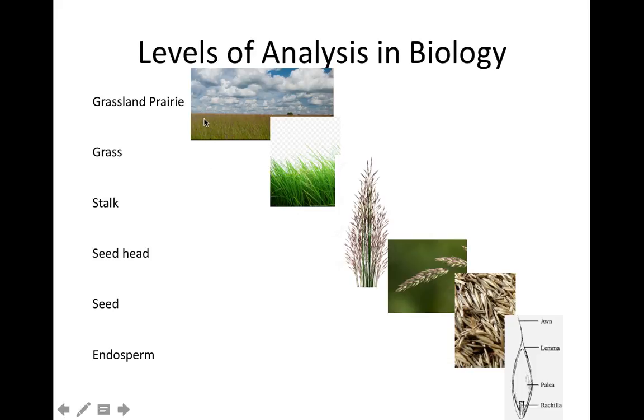But what you can see is that what we have are different levels of the same phenomena, or the same sort of interest. These are different levels of analysis in biology related to grass and seeds and so on. There may be other levels involved in here. We might look at a genetic level. We might look at a molecular level. We could even look at ecosystem levels, so higher levels.